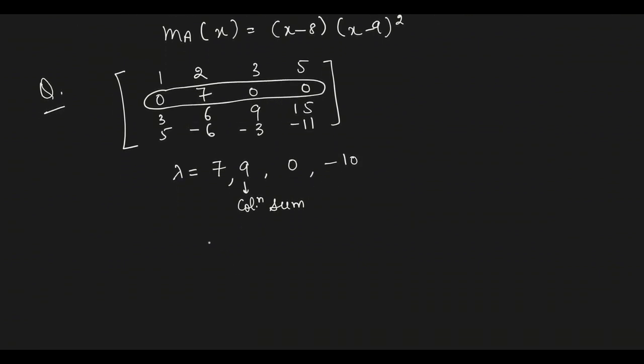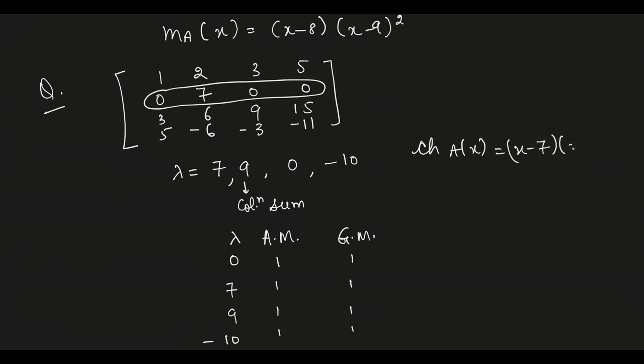Now here all the eigenvalues are distinct. AM is 1 only, na. So GM is also 1. So characteristic polynomial is (x minus 7)(x minus 9) x (x plus 10). So minimal polynomial is also the same, na.